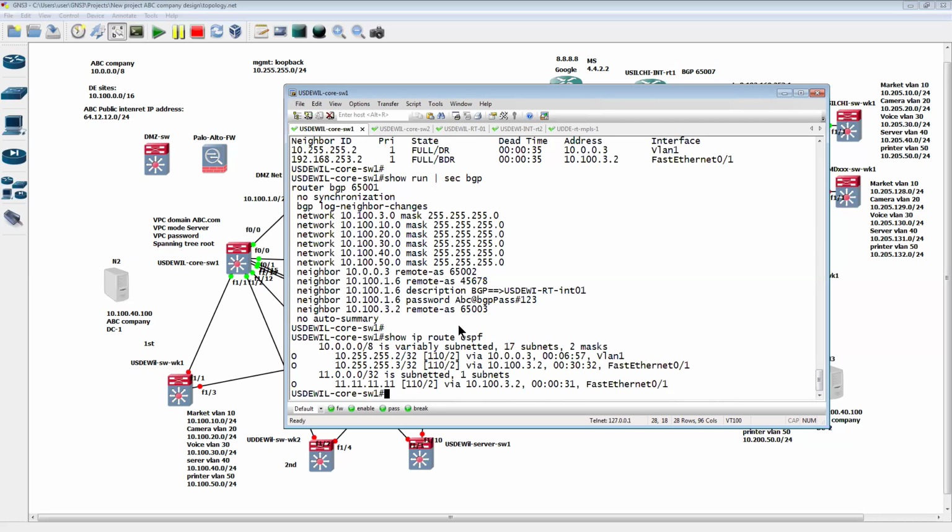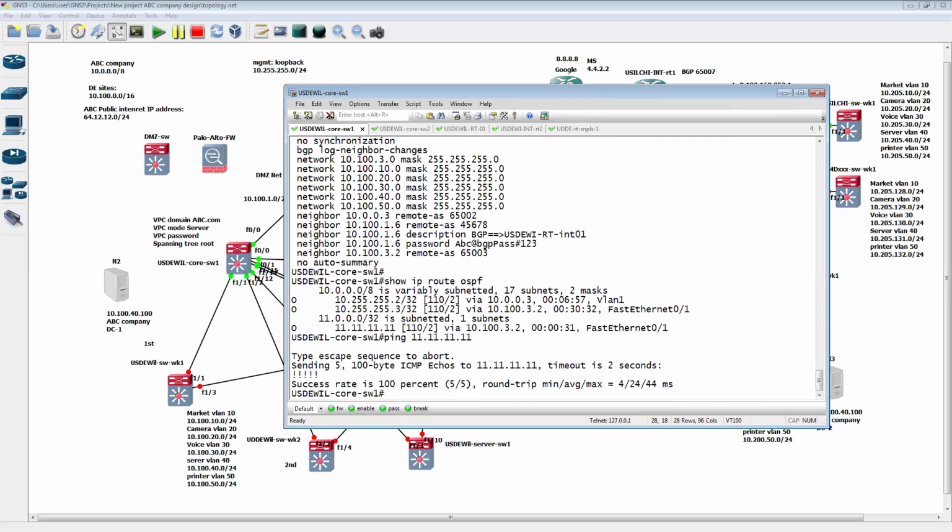You see. So now can I ping from core switch 1.2? Can I ping this 1.1.1.1? Okay, so now can we ping? Beautiful. Look at that. So far, so good. Yeah, that's what I'm saying. It's just different routing.